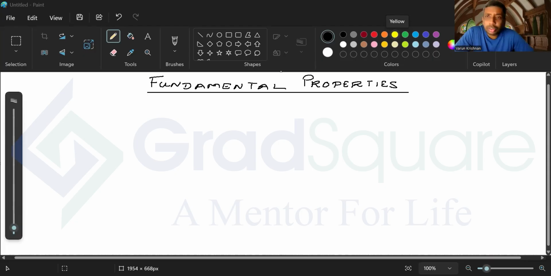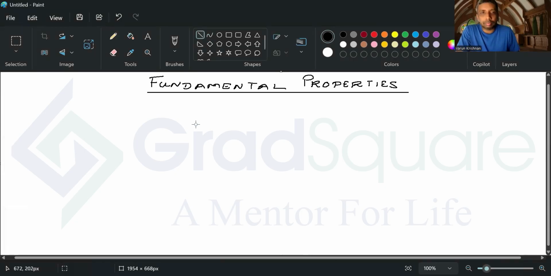Today I'm going to be talking about something called fundamental properties. When we discuss any geometric shape, and we list down the properties or try to understand what properties stand true for them, we'll come across this term oftentimes: fundamental properties. Now, what is the meaning of fundamental properties? Let me explain with a proper example because people often get this wrong.